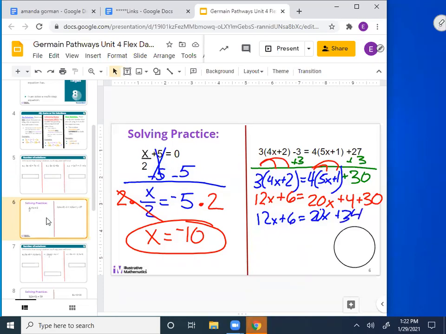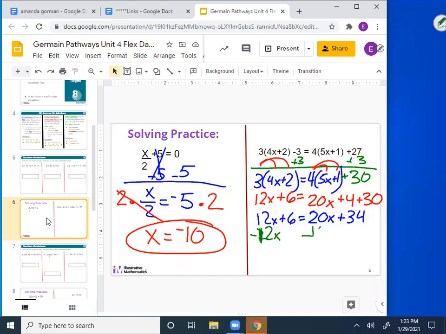I'm going to rewrite that because I don't like it. 20x plus 34. Okay, now I've got to get my x by itself. What do I have to do here? Billy, when you subtract 12x and 20x, why did you subtract the 12x? If you subtract the 12x, it'll get you 0. And the 12x is the smaller of the two. So we're going to subtract 12x.